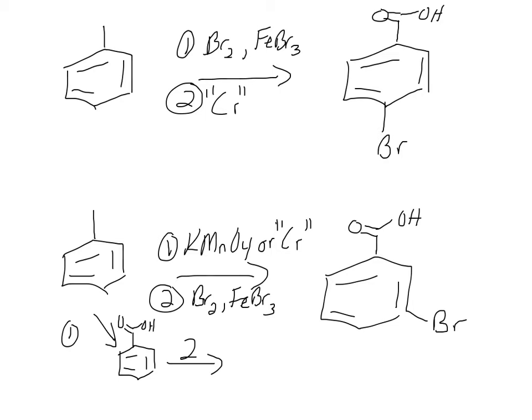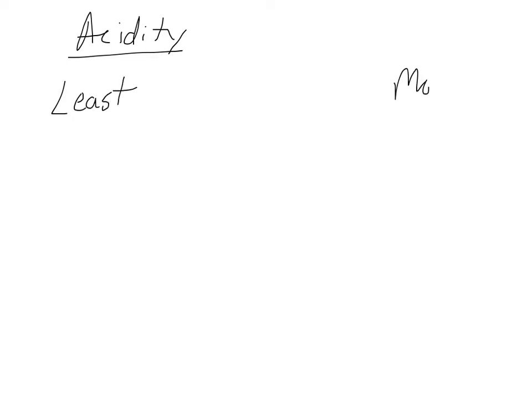How would that work? This is a question on Sapling about acidity. And it wants us to rank from least to most. So let's draw these guys out. They're all phenol derivatives, looks like.